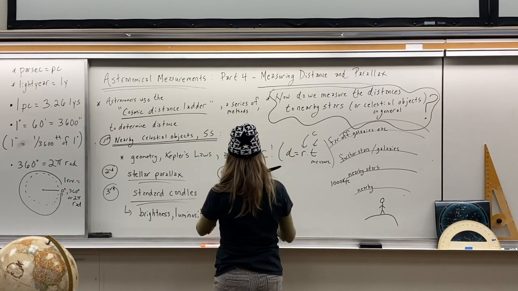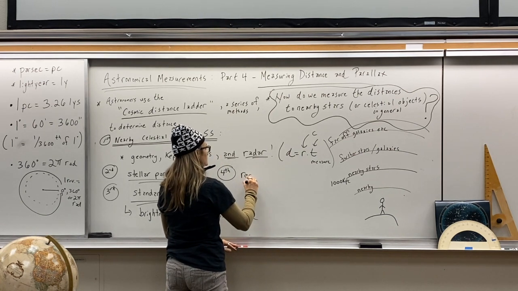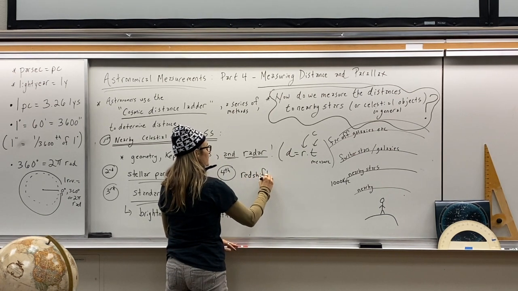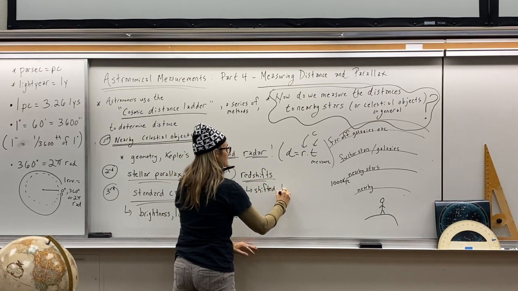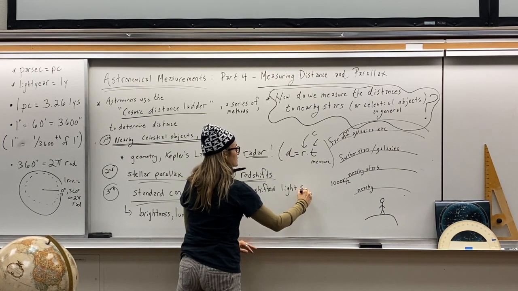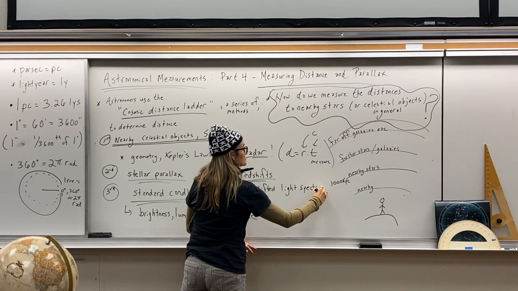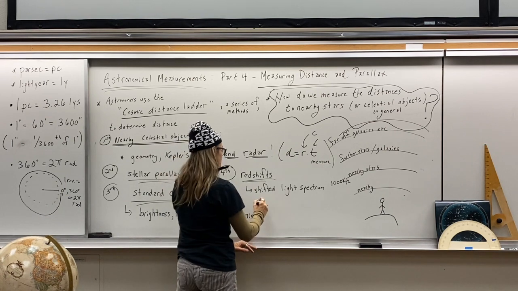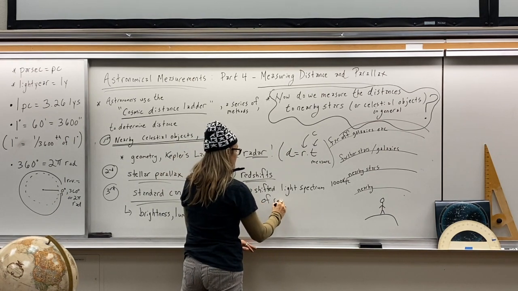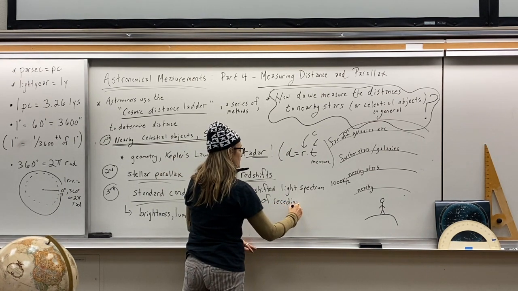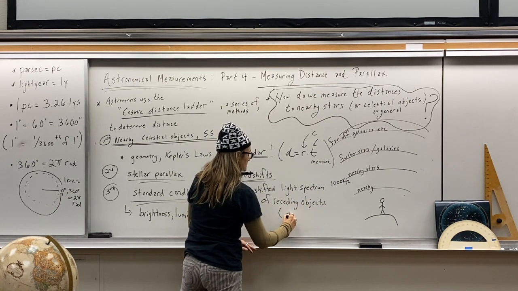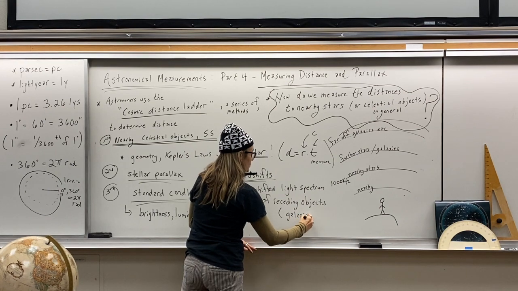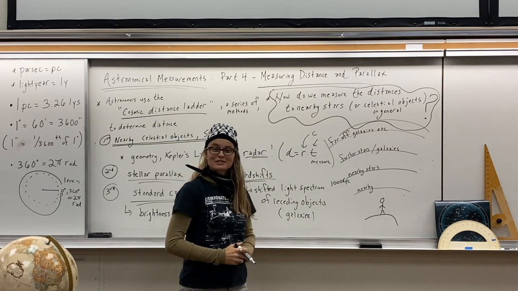So we look at red shifts, and these are shifted light spectrums. The shifted light spectrum of moving objects, of receding objects, such as galaxies. And of course, this is what Edwin Hubble did in the 1920s.